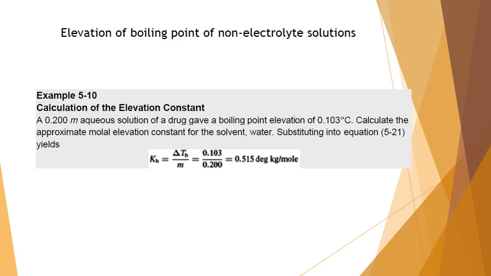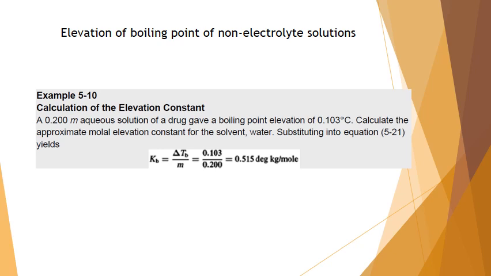An example on how to calculate the elevation in the boiling point constant can be shown in this slide. The example says a 0.2 molar aqueous solution of a drug gave a boiling point elevation of 0.103 degrees centigrade. So calculate the approximate molar elevation constant for the solvent.